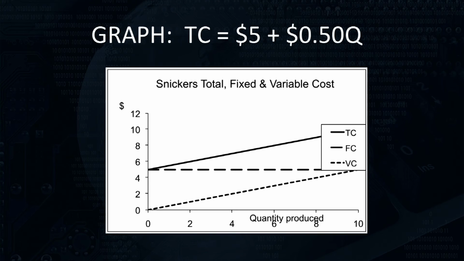So notice that the fixed cost line is perfectly horizontal at the $5 level, whereas the variable cost starts at the origin and increases to 5 at a quantity of 10. So now we see that the total cost is the summation of that increasing variable cost and that horizontal fixed cost. So it's just taking the variable cost and moving it up by 5.